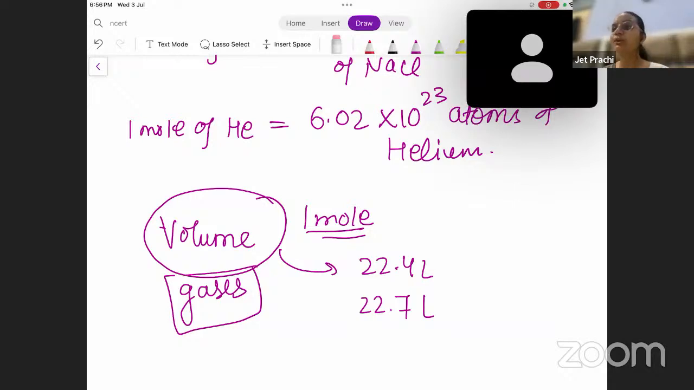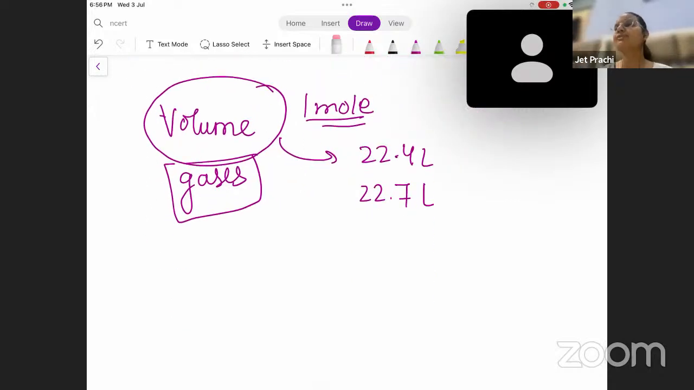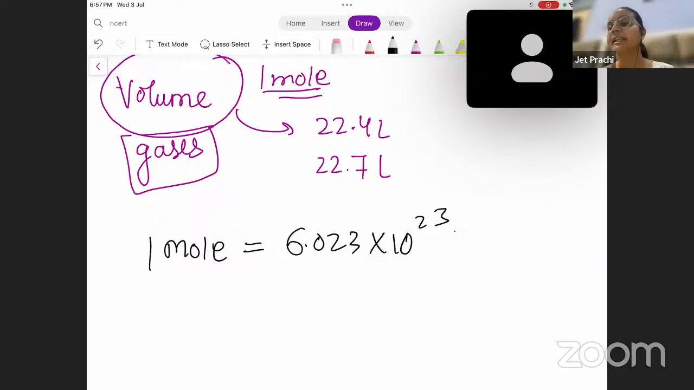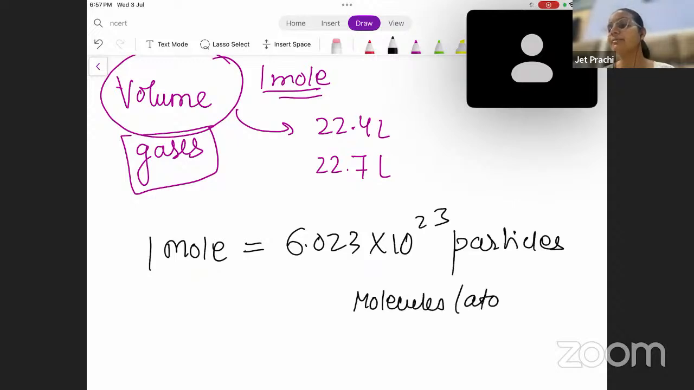So from here, what do we know now? That the mass of 1 mole of a substance is known as the molar mass, and the volume occupied by 1 mole of a gas is equal to 22.4 liters. So if somebody says 1 mole, then automatically now you know that it is 6.023 into 10 raised to the power 23 particles. Now those particles can be molecules, atoms, ions, and they can be protons, electrons, or neutrons.